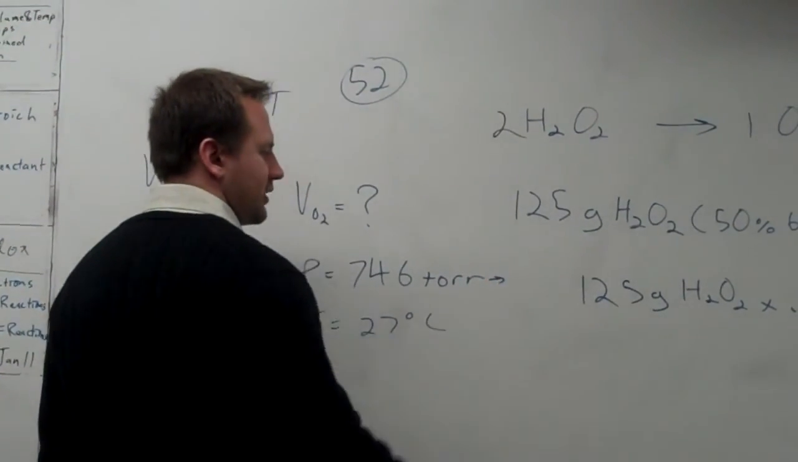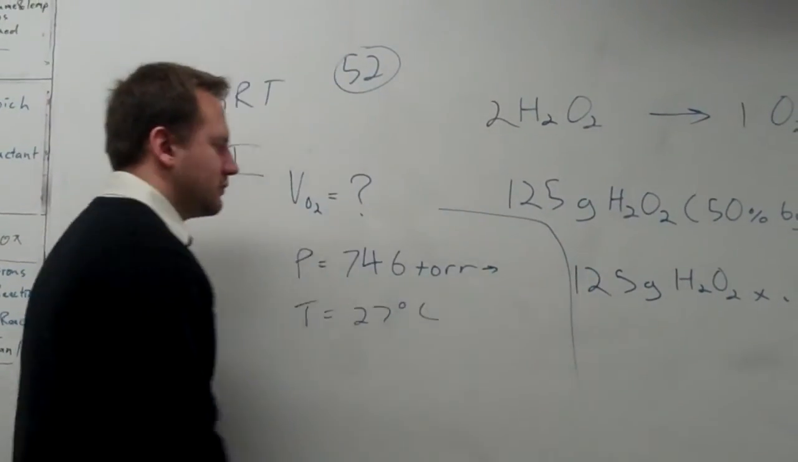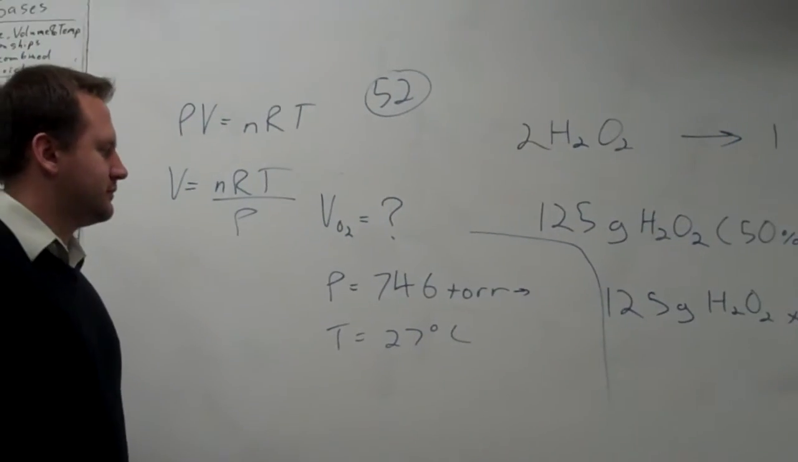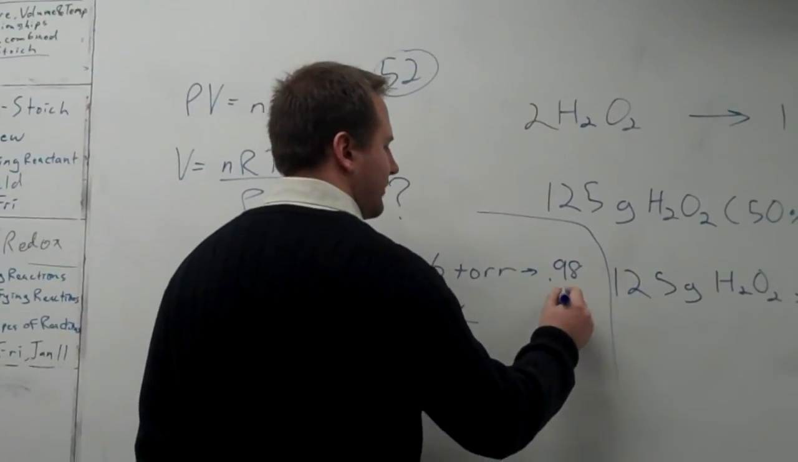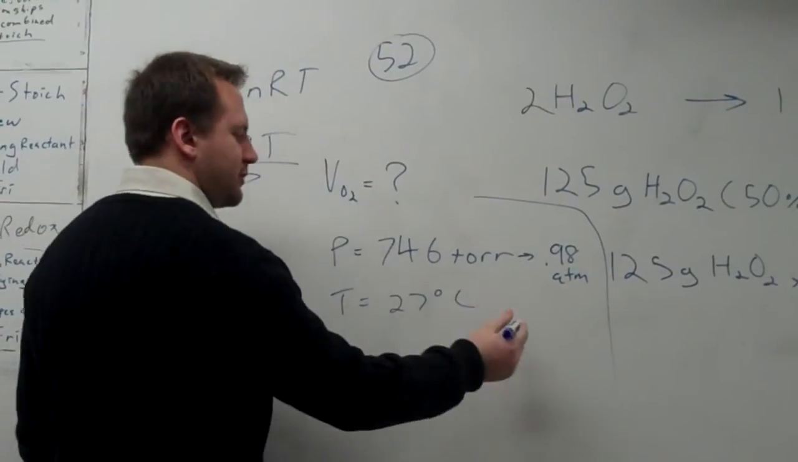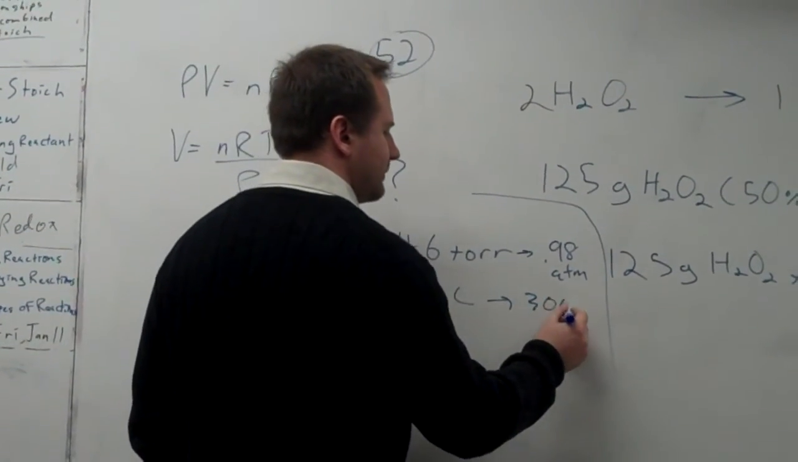So what does this become, Jen? How many atm is that? 0.98 atmospheres of pressure, and this becomes simply 300 Kelvin.